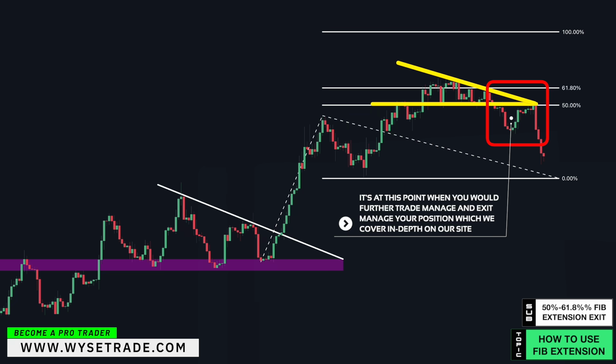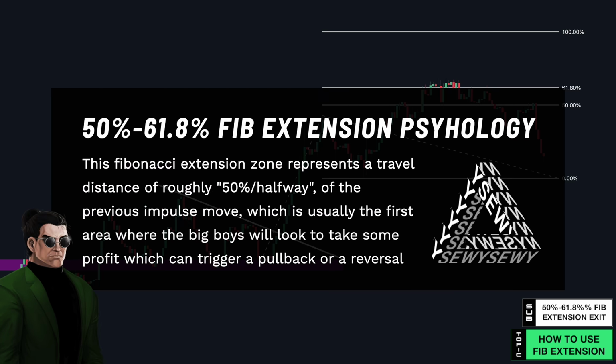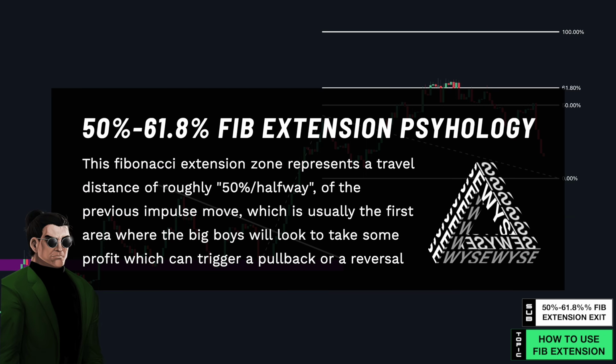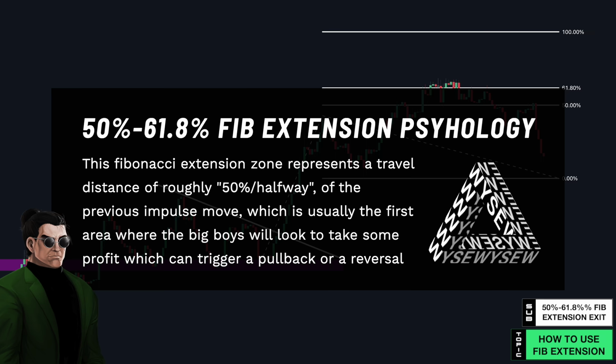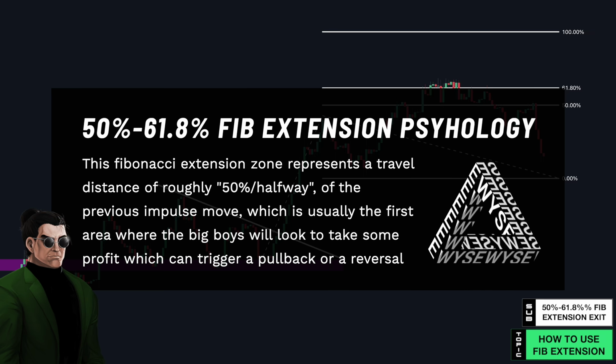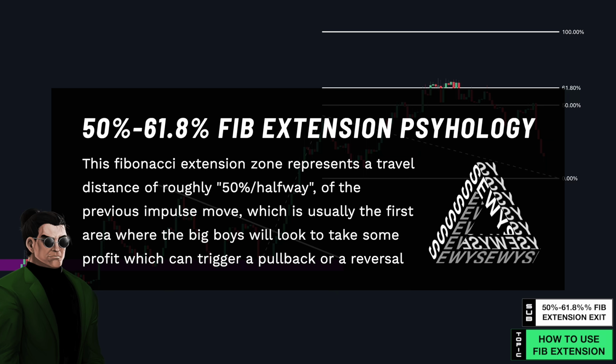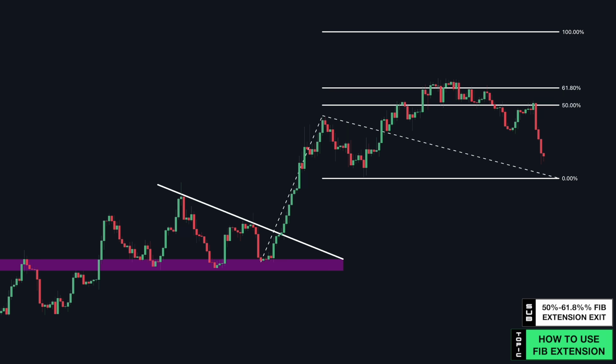Now, what is the psychology behind why the 50% to 61.8% Fibonacci extension area is important? This fib zone represents a travel distance of roughly 50% or halfway of the previous impulse move, which is usually the first area where the big boys will look to take some profit, which can trigger a pullback or a reversal.